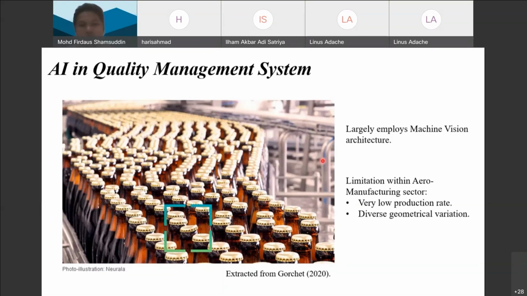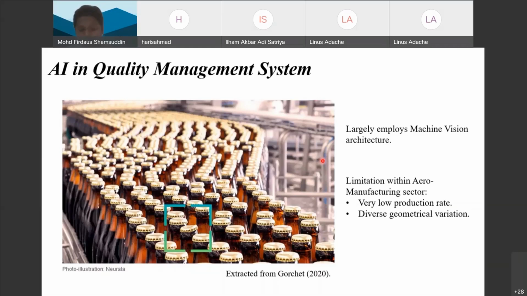So it's very low, and couple it with the diverse geometrical variation of parts, from as small as an A4 paper to spanning a few meters. So we cannot have a lot of different setups for different videos and everything. It's going to cost us a lot to employ machine vision architecture in the aero manufacturing sector. And we are trying to break this mold.